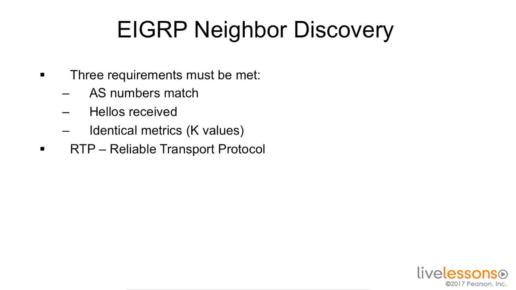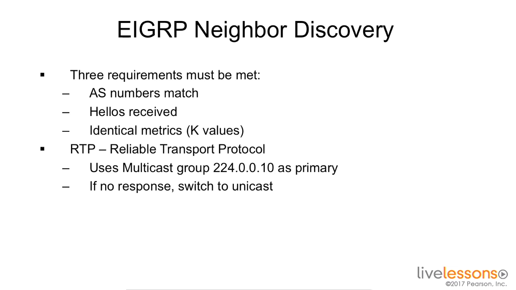EIGRP uses Reliable Transport Protocol to talk to its neighbors. It does so through the use of multicast group 224.0.0.10. If no response is received, it then switches to unicast. After 16 tries with no response, a neighbor is declared dead.